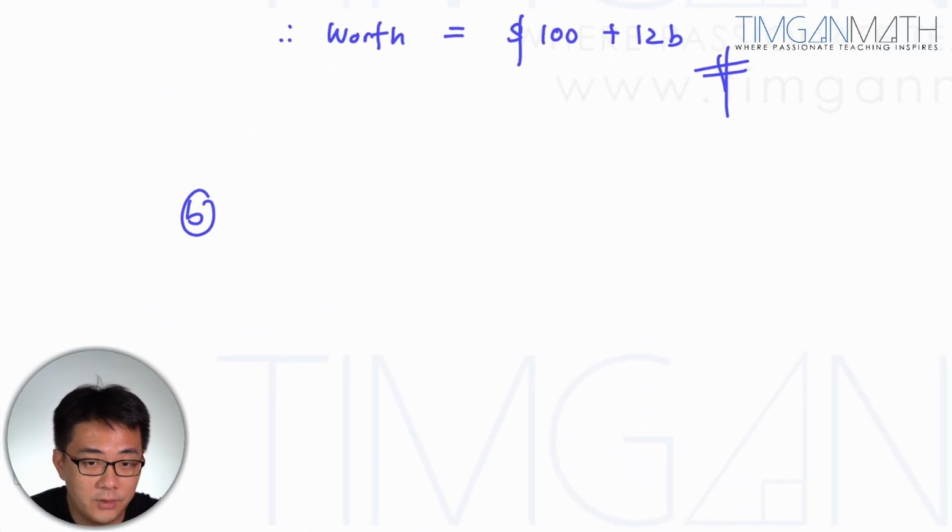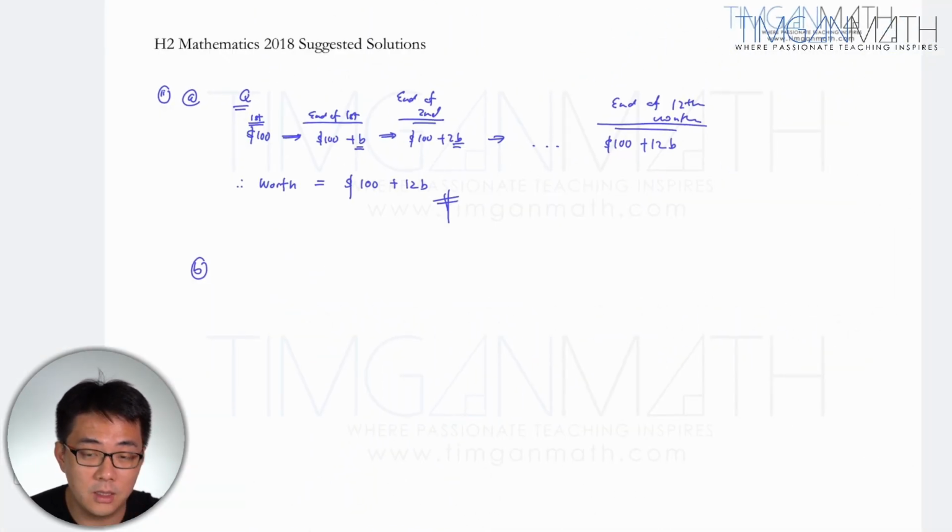So for the second part B, Mr. Wong invests 100 on the first day of each of the 24 months in 2016 and 2017. Find the value of B such that the total value of all investments including bonuses is worth 2,800 at the end of 31st December 2017.